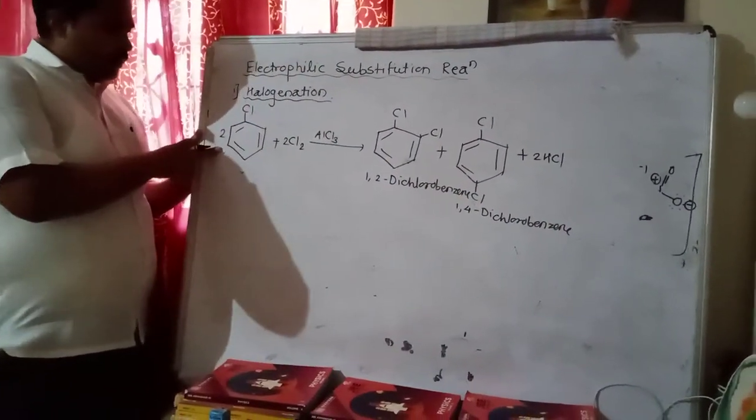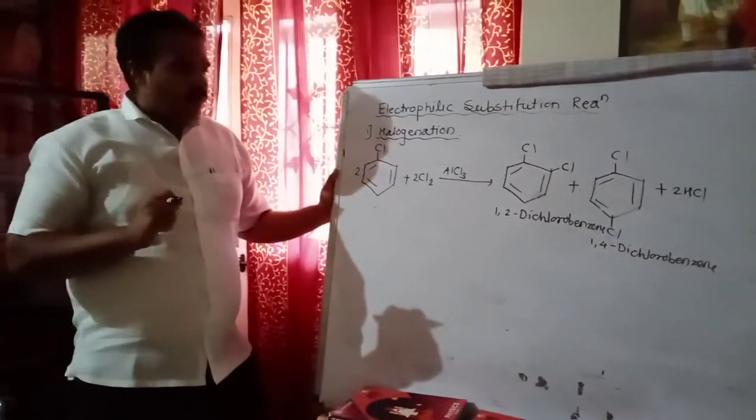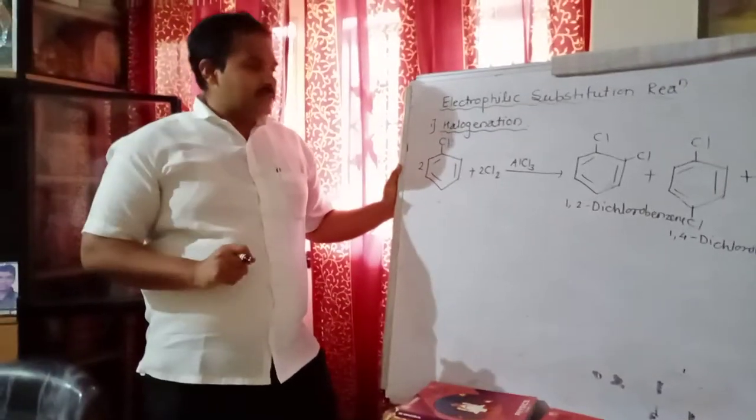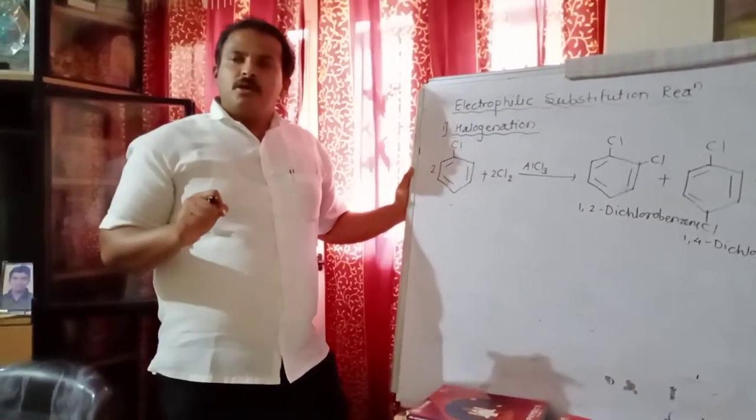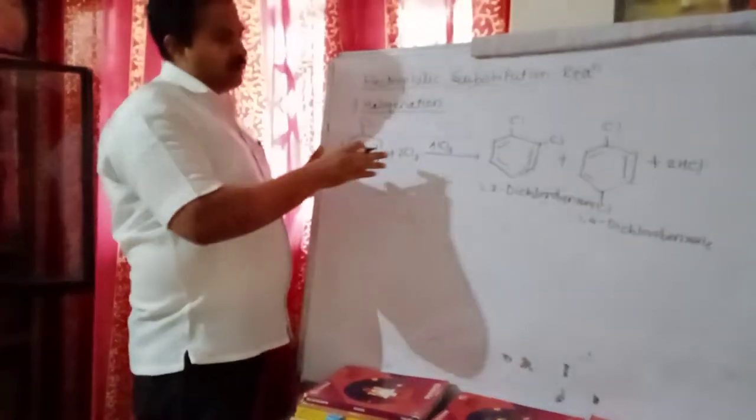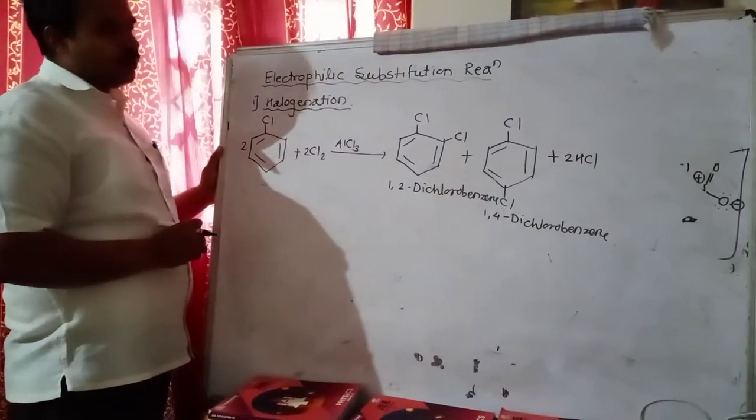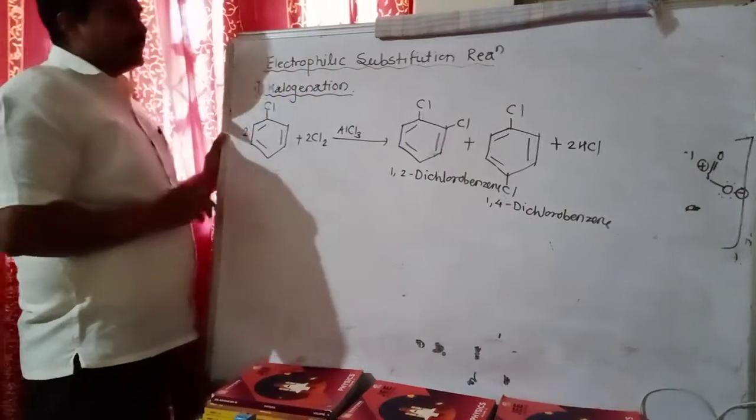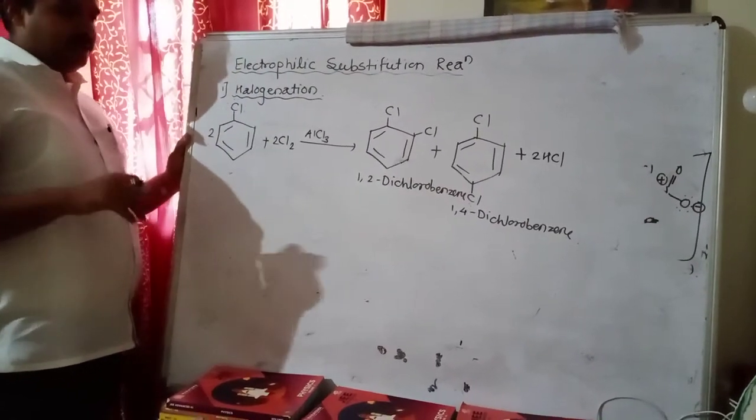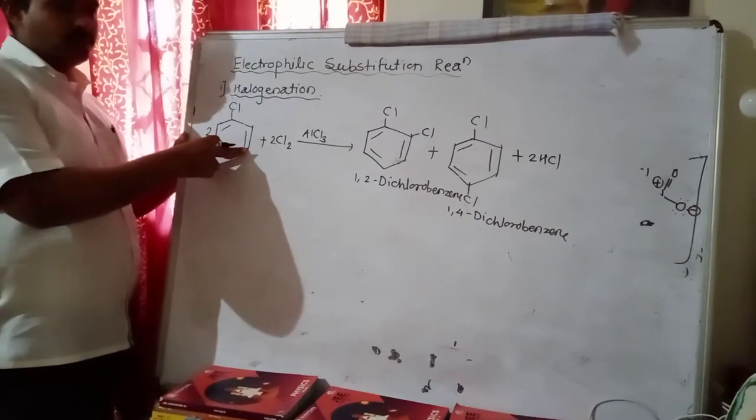If in your examination they ask the question, what happens when chlorination is done on chlorobenzene? The answer is: two products are formed, the first one is 1,2-dichlorobenzene and the second one is 1,4-dichlorobenzene. As per resonance, chlorobenzene is ortho para directing. Last lecture we saw that the ortho and para positions carry negative charge and the meta position carries positive charge.